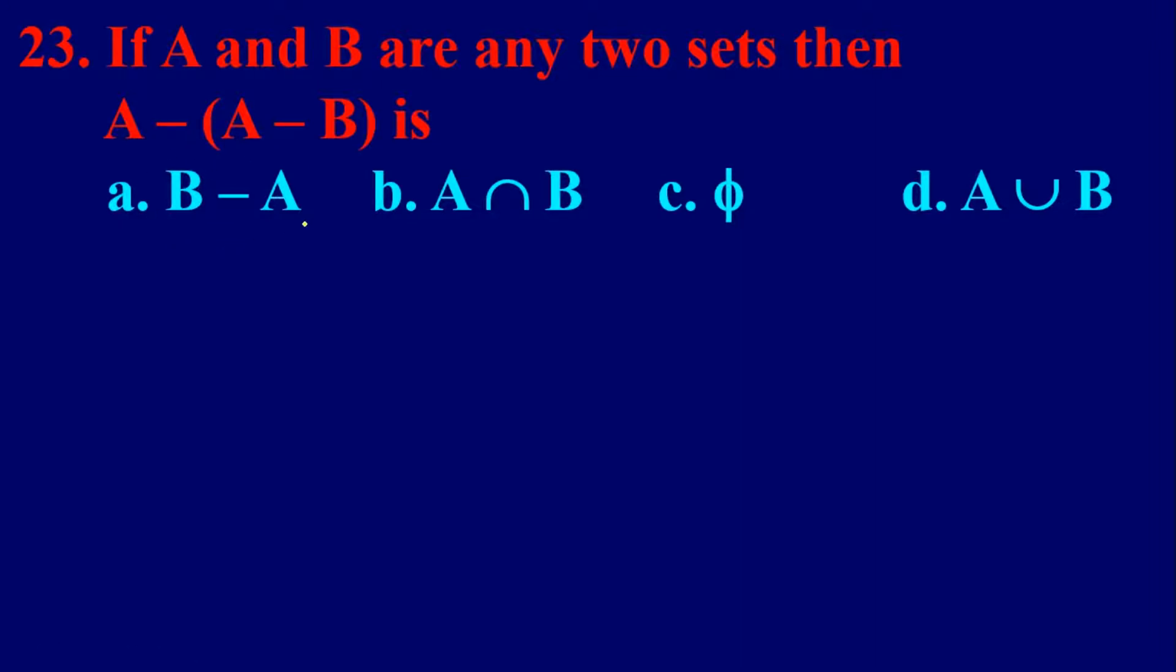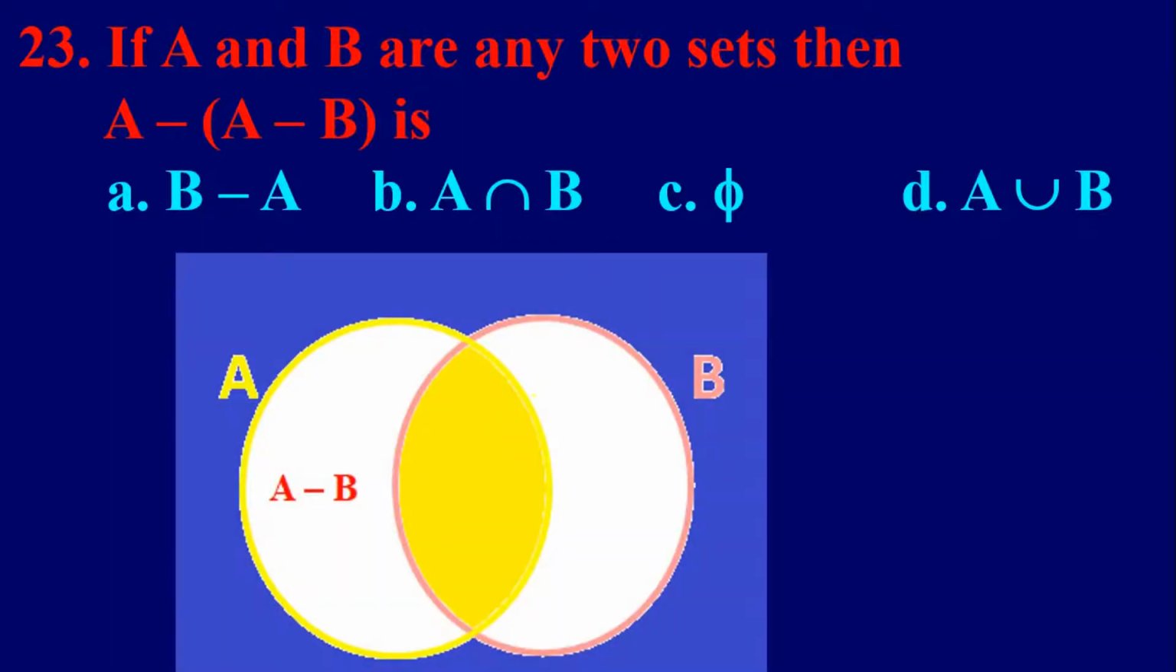Now here cancelling A is not possible. So first we draw a Venn diagram for this. It is A minus B. We consider set A and set B. So from A, from the first circle, we have to subtract A minus B. That is, A minus B means this part. When we subtract A minus B from A, the remaining part is this part, the yellow part.